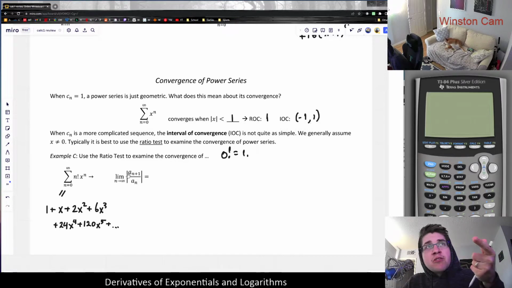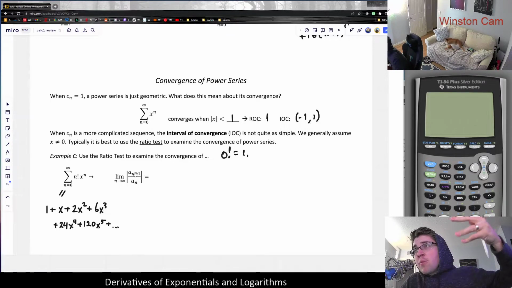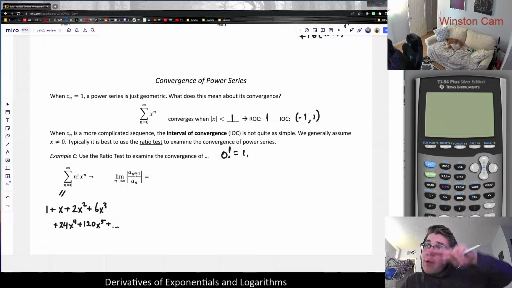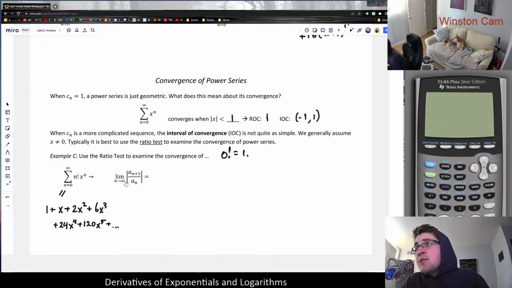So we have the general term, and n plus 1 is the next term. We look at that ratio and see what happens as n trends towards infinity. If the limit is less than 1, the series will converge. If the ratio is greater than 1, it will diverge. So basically, we can examine what this limit tells us and use it to figure out which values of x the series converges for. So let's just get right into it.